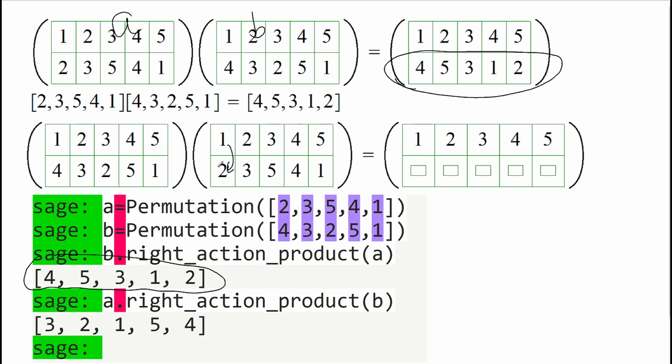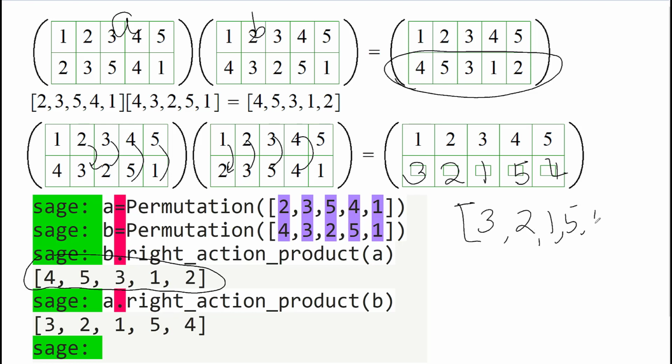So you can see 1 goes to 2, 2 goes to 3. So we will have 3 here, 2 to 3, 3 to 2. So we shall have 2 here, 3 to 5, 5 to 1. So we got a 1, 4 to 4, 4 to 5. We got 5 here, and 4 is the only one left for here. And you got 3, 2, 1, 5, 4 as a sequence in the images, and that's the other way around.